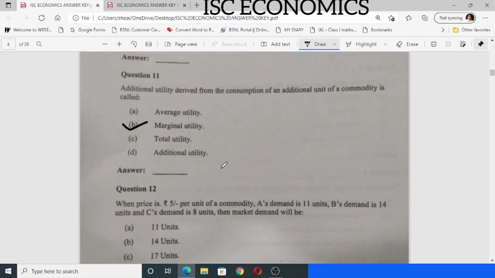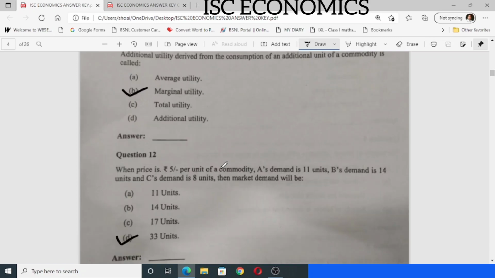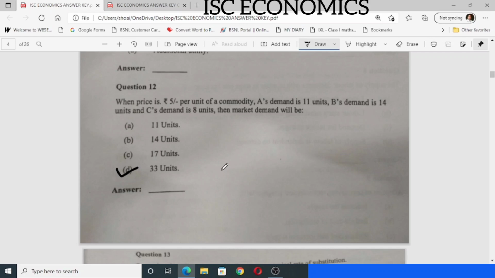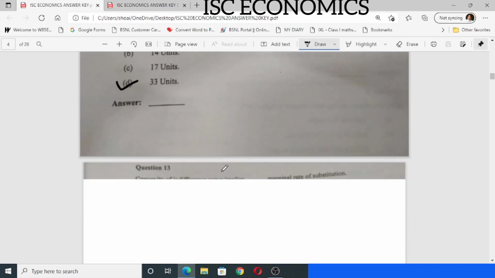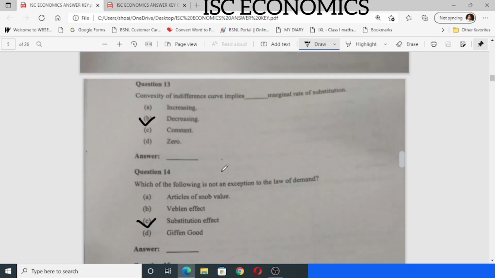11, B is the correct answer. Number 12, D, 33 units. Question number 13, correct answer is B, decreasing. Question number 14, C, substitution effect.